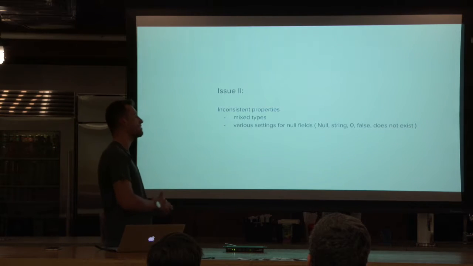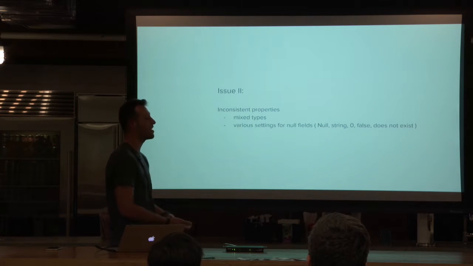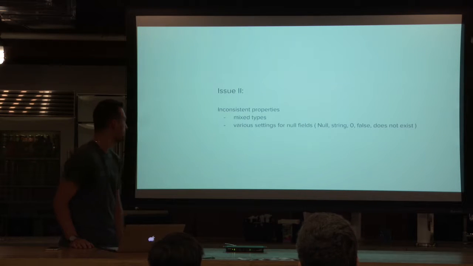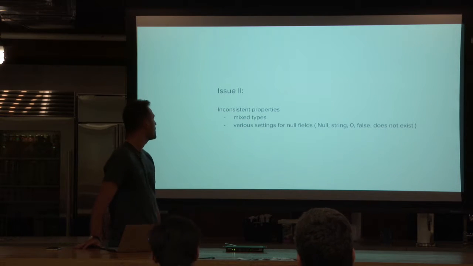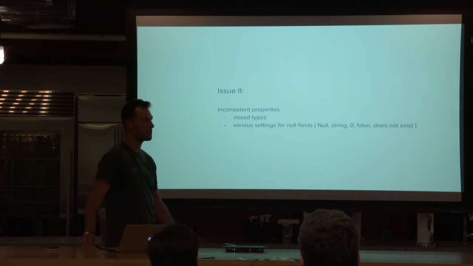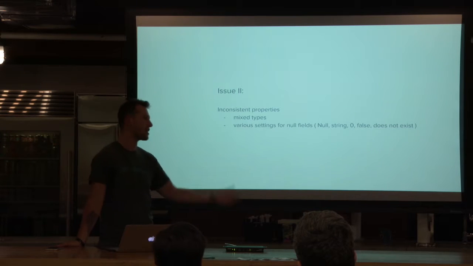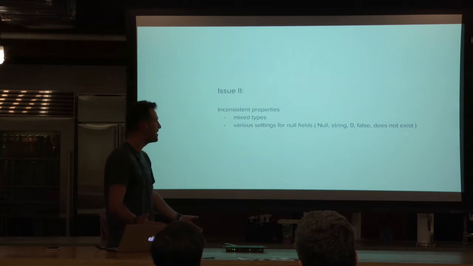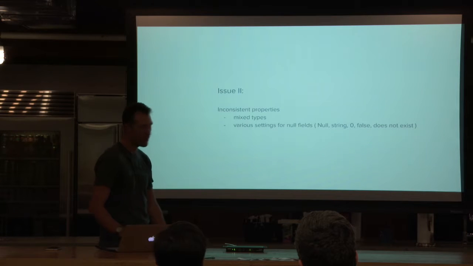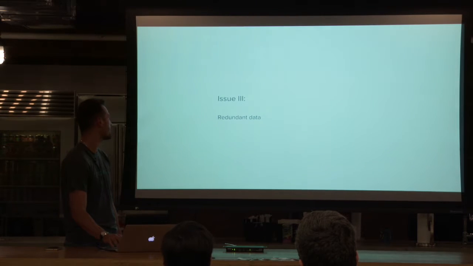Inconsistent properties. We have mixed types. I didn't show you that, but you probably saw it. So that's a problem. Various settings, null fields, maybe it'll be there, maybe it won't be there, maybe it'll be a string that says false, maybe it'll be the number 0, who knows. It's likely not going to be there at all.